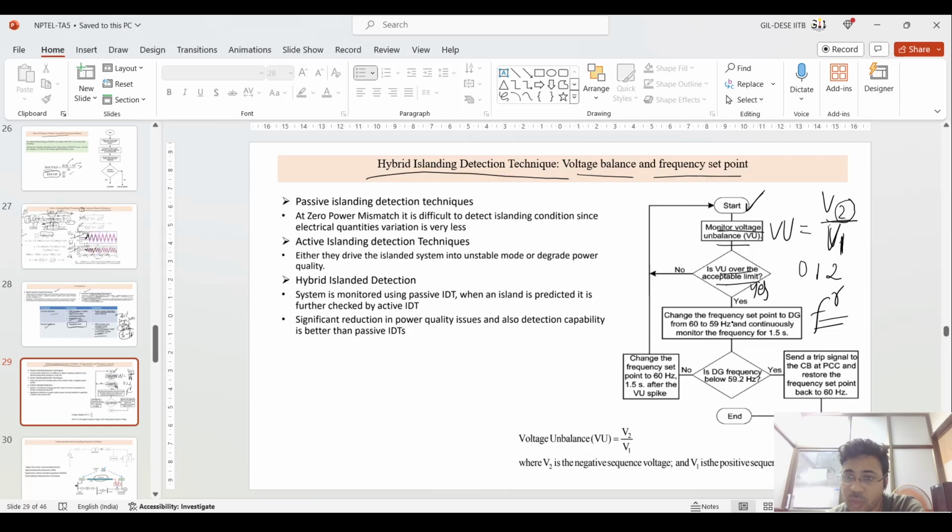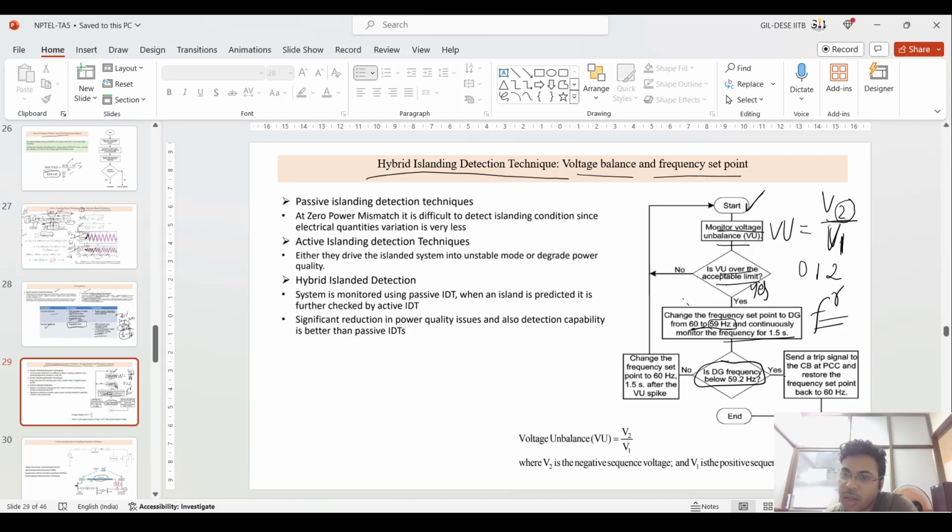If it is within acceptable limits, then you should change the frequency in the DG itself, from 60 to 59. As I already told you in the feedback based active detection technique, the inverter takes this signal and intentionally operates in the unstable situation. So if the nominal frequency is 60 Hz, it creates an unbalanced situation, and you monitor the frequency continuously.